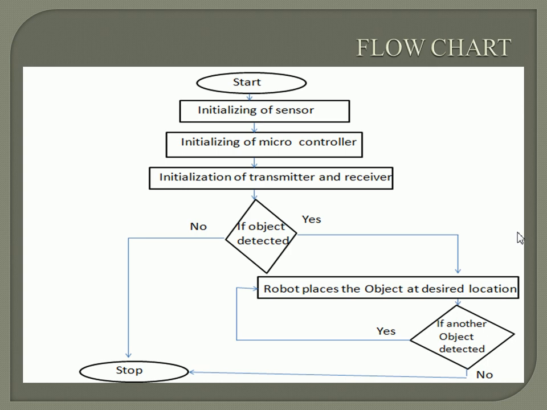The flowchart. In my flowchart, first we initialize all the sensors, and after that we initialize the microcontroller, and the process between the transmitter and receiver is tested. If the signal is transmitted from the sensor and hits the object and comes back, then the object is detected. If the object is detected, the robot places it in the desired location and moves to the next task. If another object is located, it places it in the desired location and continues the loop. If the object is not detected, the loop terminates.